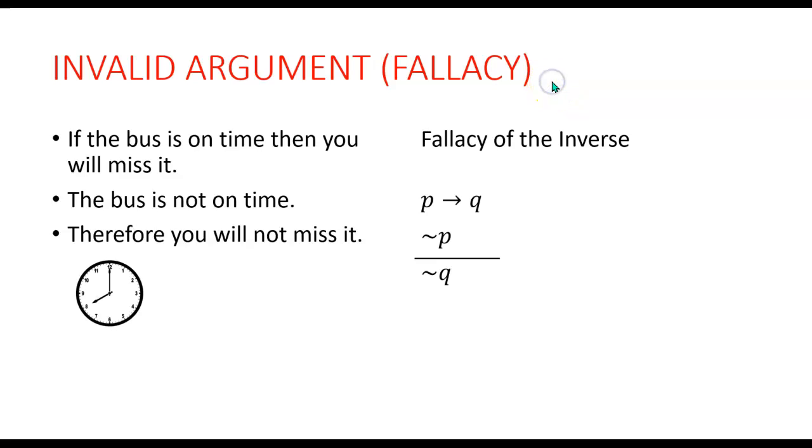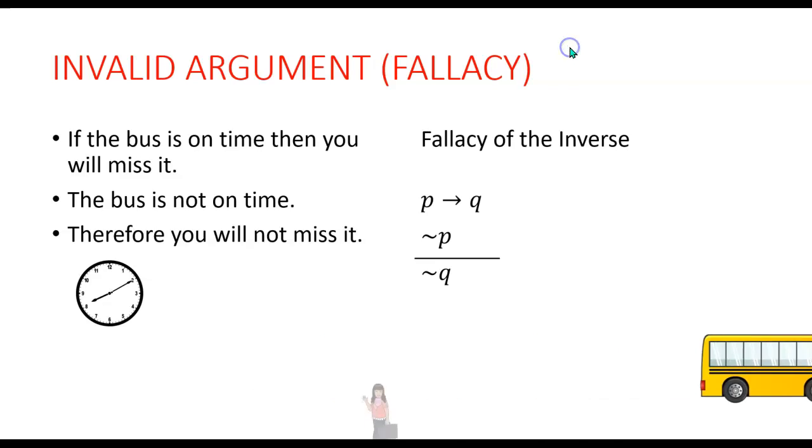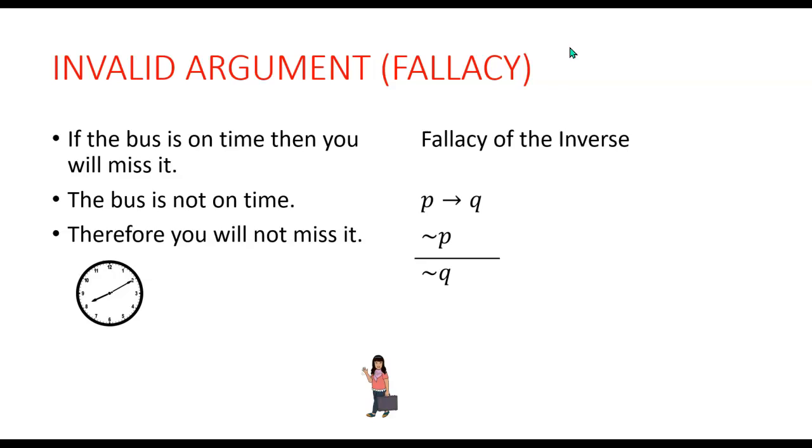Like maybe the bus is supposed to get there at 8 o'clock. But the bus is not on time. It doesn't get to the bus stop at 8 o'clock. Instead, it gets there at 8:05. But you're running even later than that. You don't get to the bus stop until 8:10. So you do miss the bus. The premises are true, but the conclusion is false.